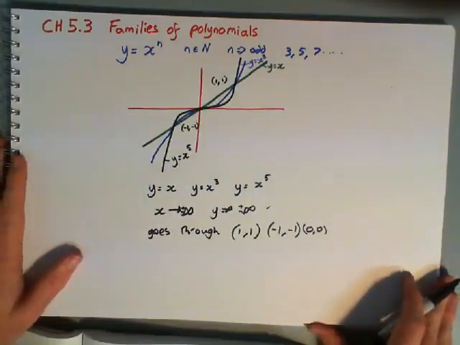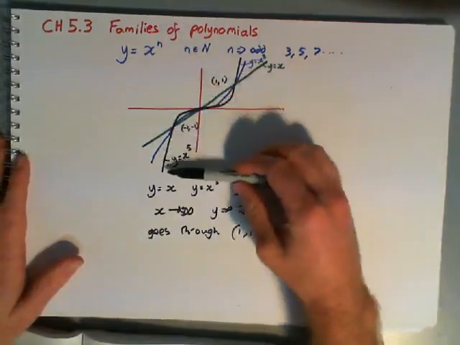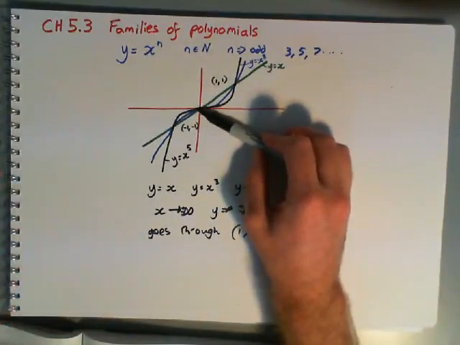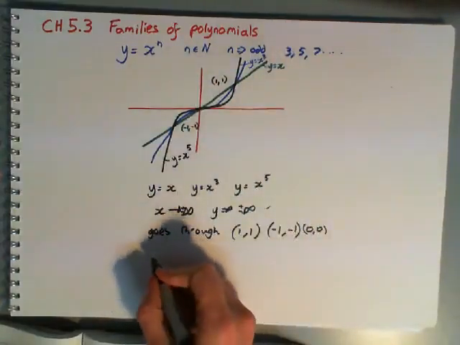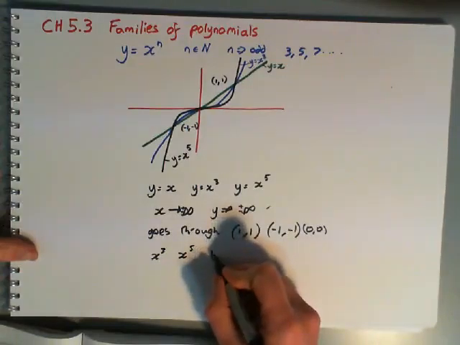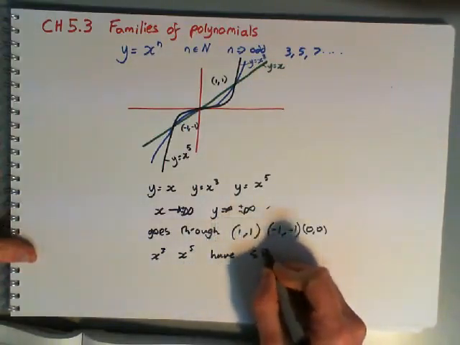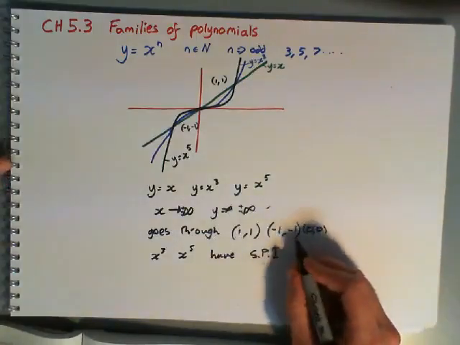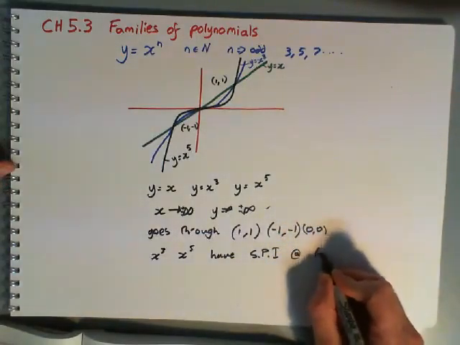With the exception of the y equals x graph, the other two graphs have a stationary point of inflection, as I said, in this case at the origin, so it doesn't move. So x cubed and x to the 5 have a stationary point of inflection, and this is at the point 0, 0.